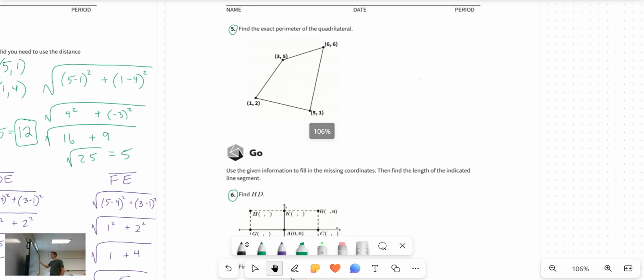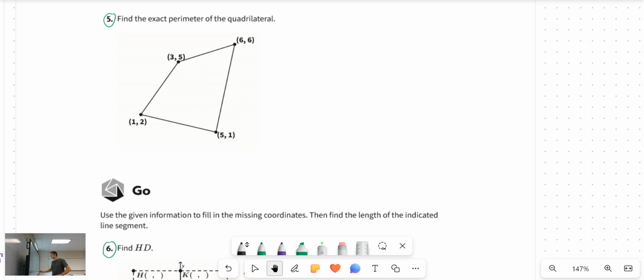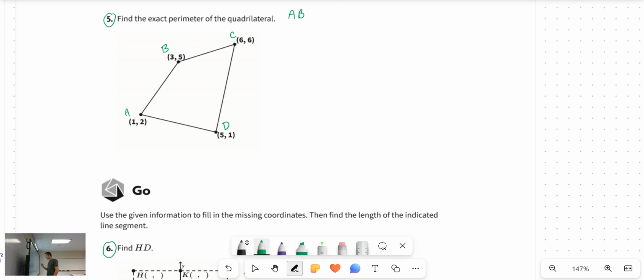Oh, we're finding another perimeter. That's totally fine. Let's do that. This is for number 5. It seems like these are all going to be a little bit difficult, but that's okay. Let's call this A, B, C, and D, just to keep things a little bit more organized. So first we're going to figure out from A to B.